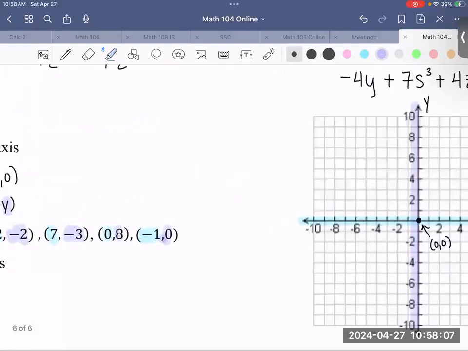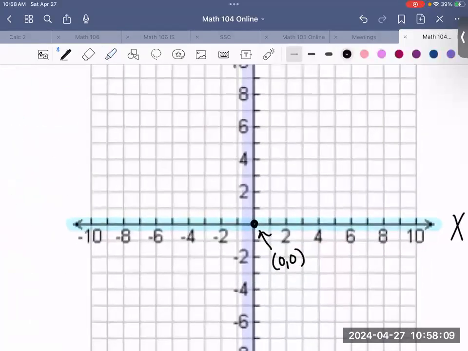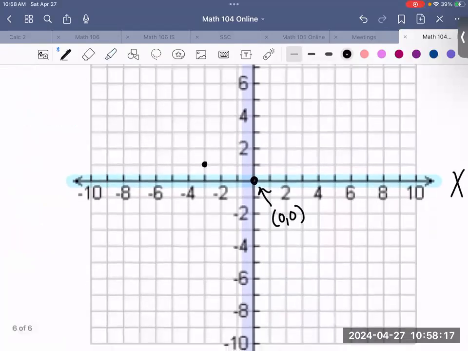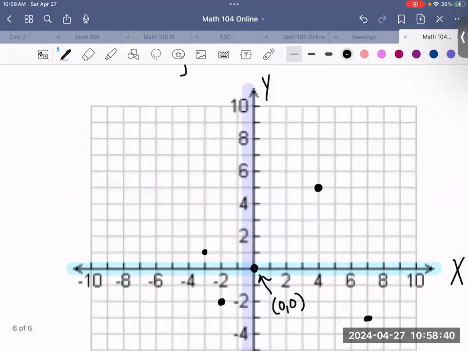So we have -3, 1. So -3 over here, and then up 1. And then again, 4, 5. Let's see, 4 over here, going all the way up to 5. We have -2, 2. We have 7, 3. Or sorry, 7, -3. 0, 8. 0, all the way up here at 8.